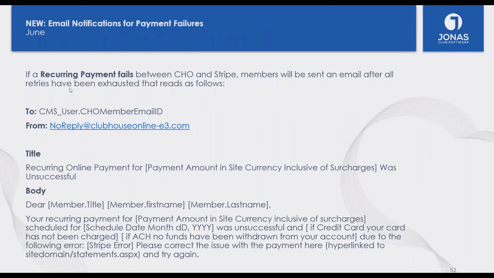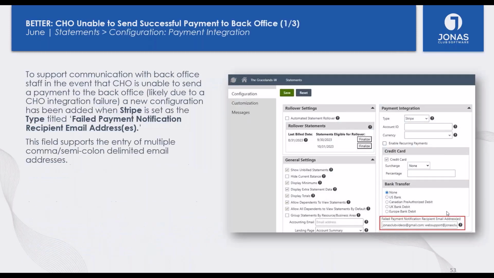Like I said, if there's a payment that fails between ClubHouse Online and Stripe, we'll send the member an email to their user email address, informing them that there was a payment failure for a particular payment in the amount, and then we'll let them know if it was credit card, they have not been charged, or if it's ACH, no funds have been withdrawn, and then we'll give them the ability to correct the payment with a hyperlink to their statement page.